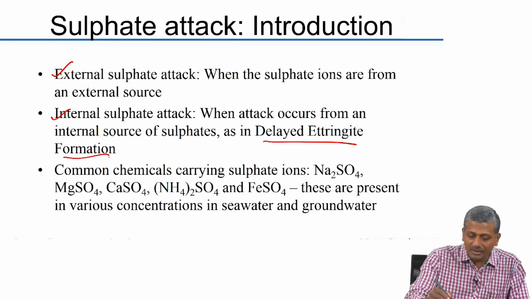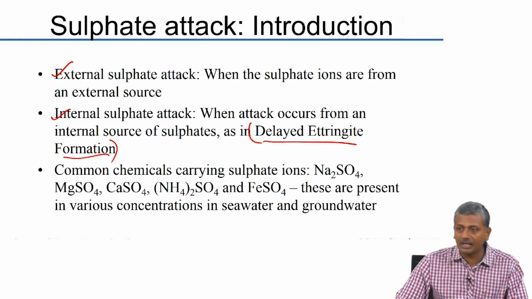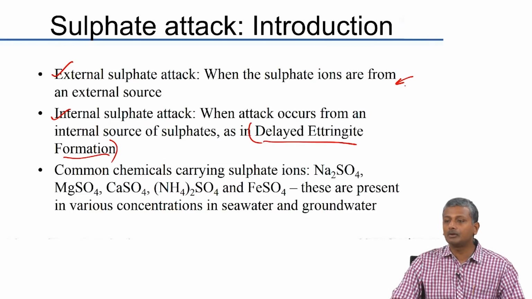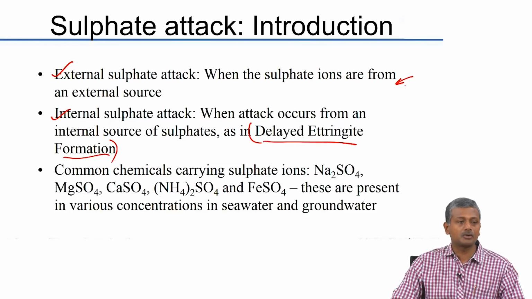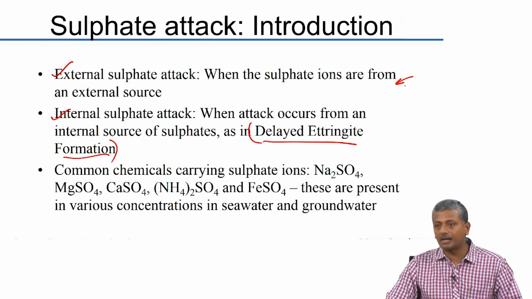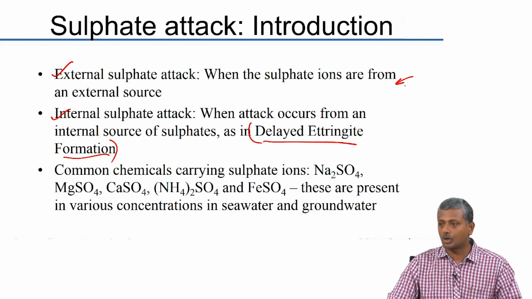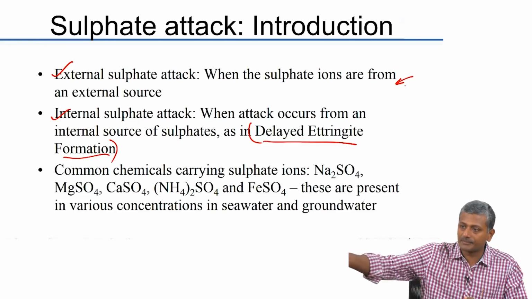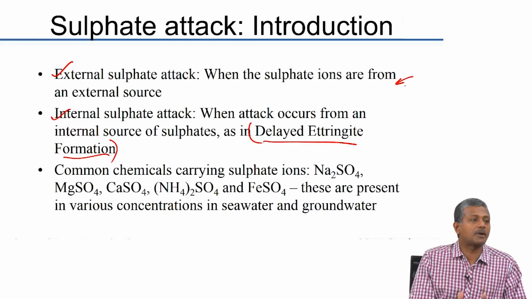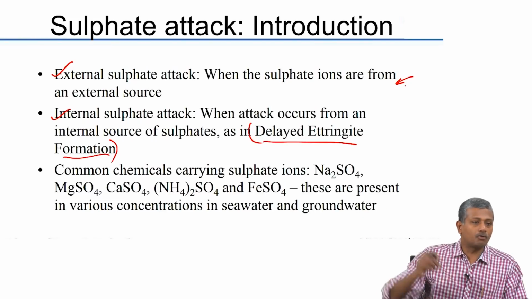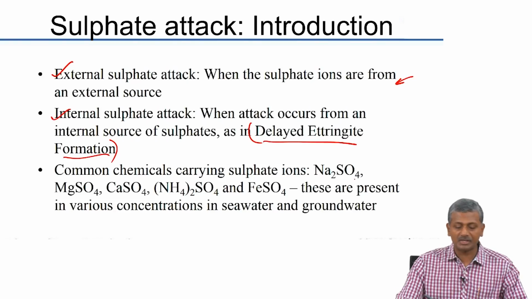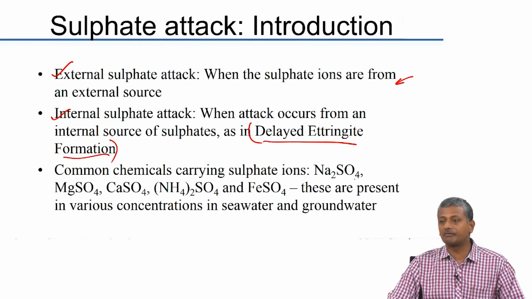So, although we call this internal sulfate attack as DEF, delayed ettringite formation, even in external sulfate attack the primary cause of failure is the expansion caused because of secondary ettringite formation. That means the ettringite that is not forming at the early stages, that is forming at the later stages. Okay. Early stage ettringite is called primary ettringite, the ettringite that forms later is called secondary ettringite. The common chemicals that carry sulfate ions include sodium sulfate, magnesium sulfate, calcium sulfate, ammonium sulfate, iron sulfate.